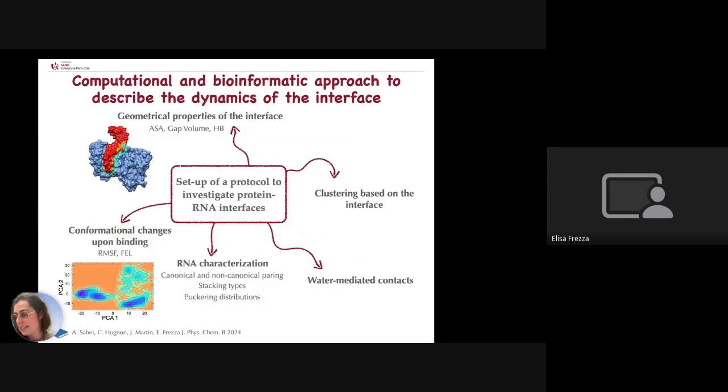For these systems, what we did was set up a protocol to investigate protein interfaces. To do so, we look at the joint properties of the interface, conformational changes upon binding, RNA characterization, water-mediated contacts, and even clustering based on the interface.